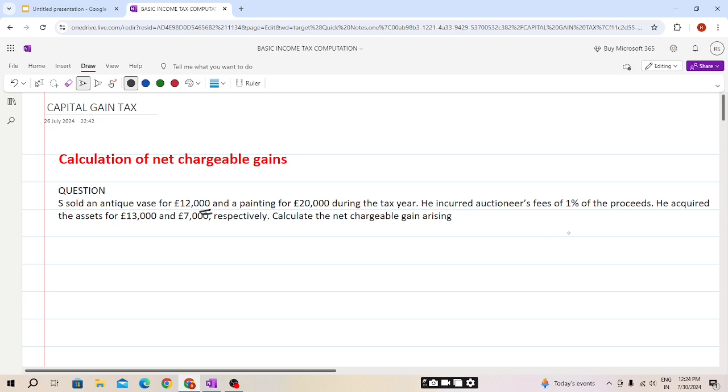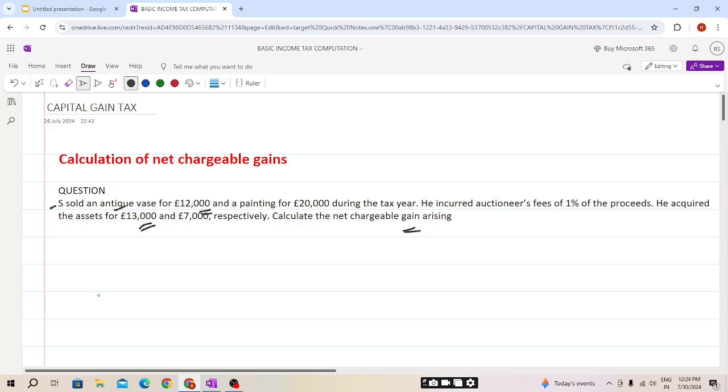He incurred auctioneer fees of 1% of the proceeds. He acquired the assets for 13,000 and 7,000 respectively. Calculate the net chargeable gain arising. So students, as it is CGT, the capital gains tax will arise when there is a chargeable disposal of a chargeable asset by a chargeable person. Here we need to assume that all the 3 conditions are satisfied.